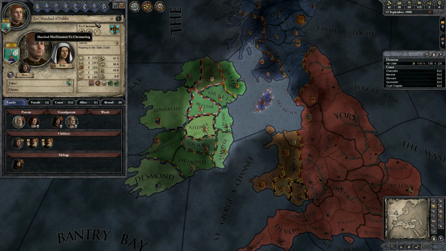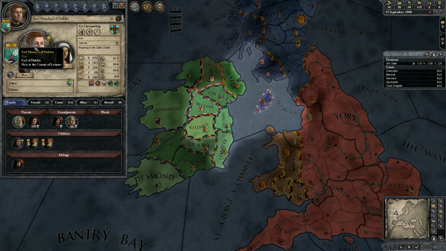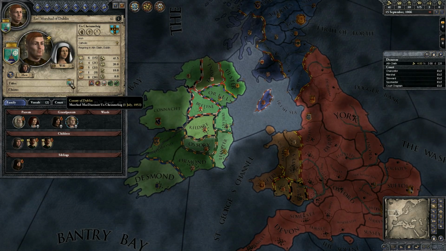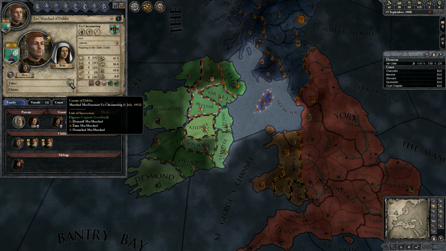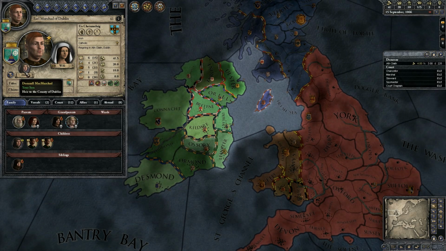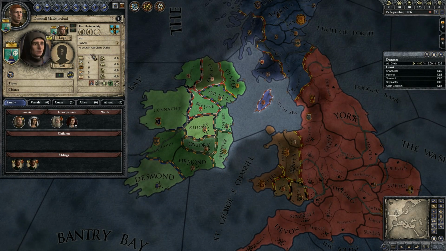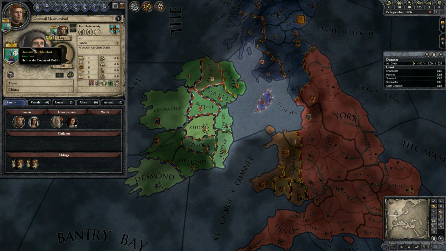But if you're ever lost, always click on your portrait. It comes back to you, it shows where you are, and again, it shows what titles you currently have. And as we know, we currently own the county of Dublin, and we have an heir, and he's of our dynasty, so everything is looking like a bed of roses at the moment.